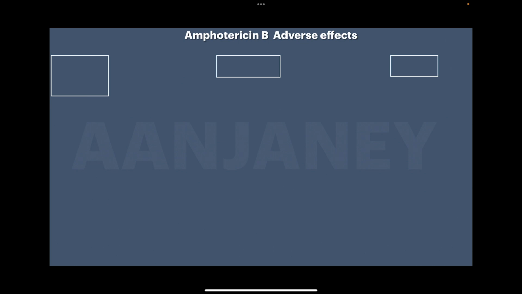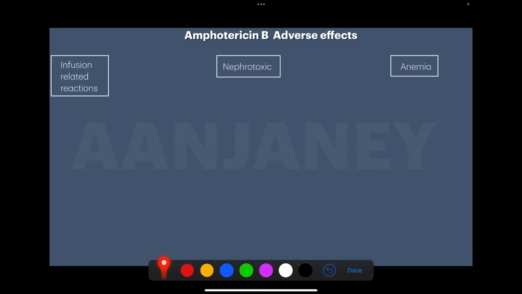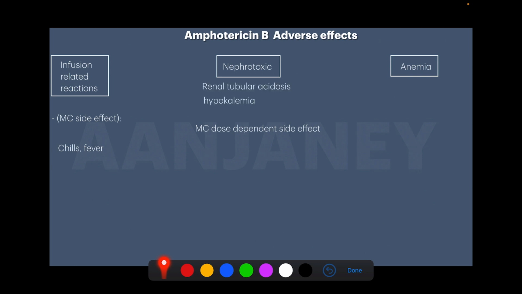Chalo. Now adverse effects of amphotericin B. Amphotericin B has 3 main adverse effects. One is infusion related reaction, where due to infusion you are getting fevers and all. Other is nephrotoxicity and anemia. The most common side effect is obviously infusion related reactions, which are chills and fever. The most common dose dependent side effect is nephrotoxicity, meaning if you increase the dose of amphotericin B there will be more side effects like renal tubular acidosis and hypokalemia.